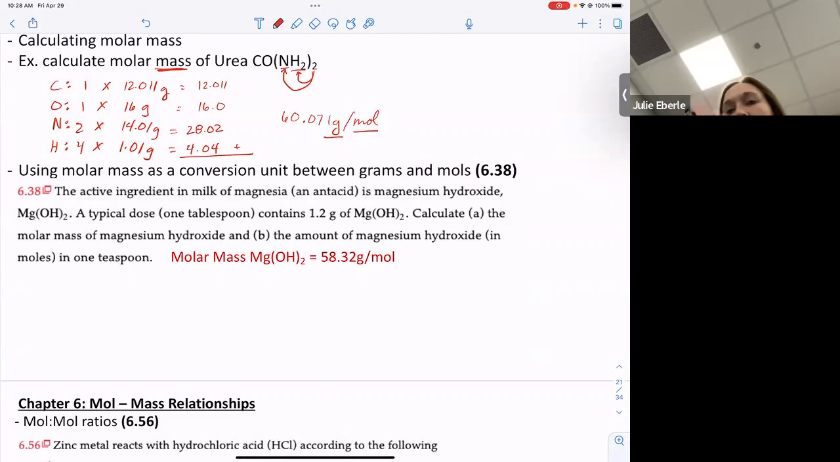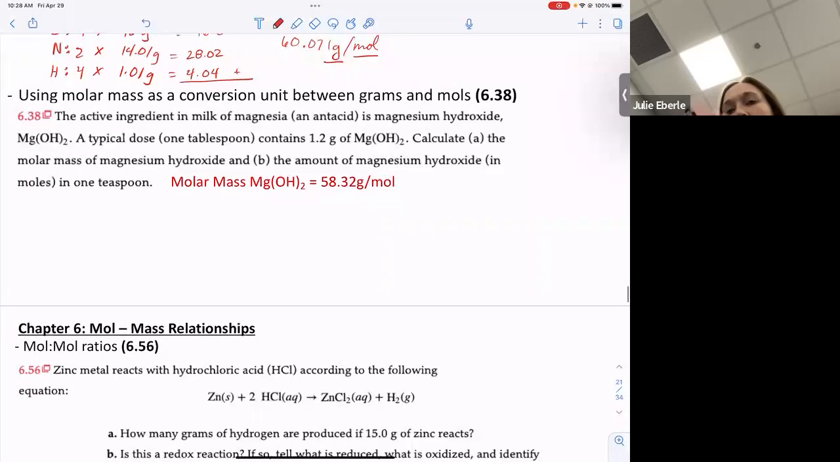One thing I would give you if this were on an exam: do y'all know how many teaspoons are in a tablespoon? 3, okay? Sorry, that's incorrect. Okay, 3 of these. 3 teaspoons in 1 tablespoon. So how would you work this problem?